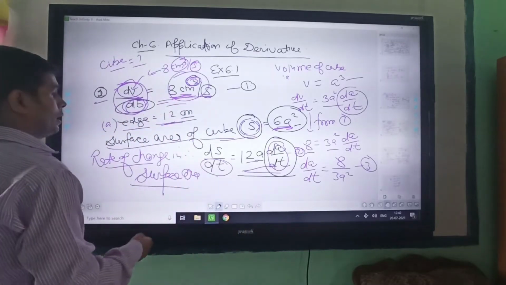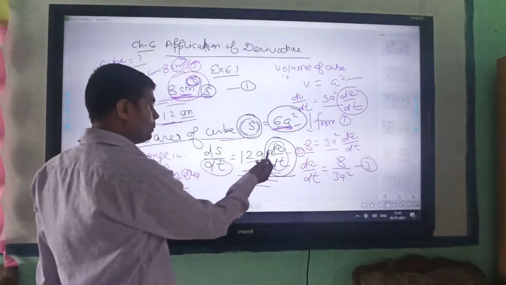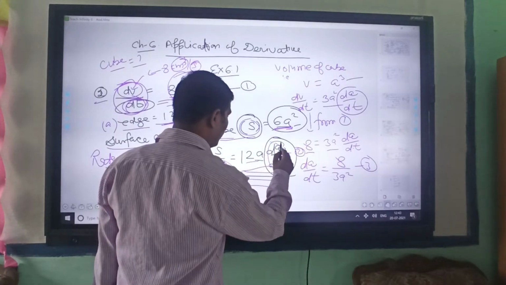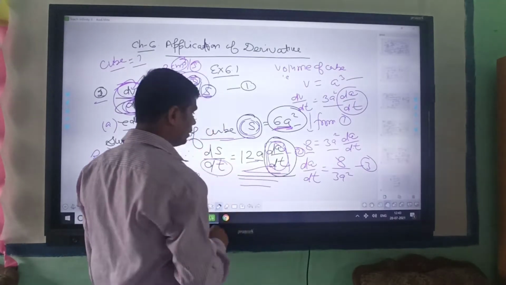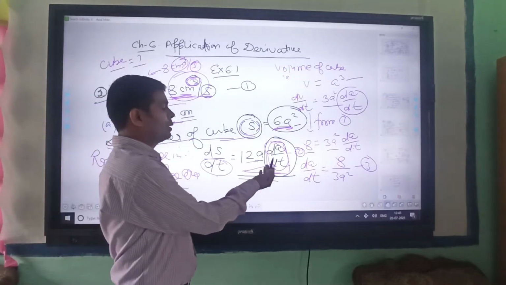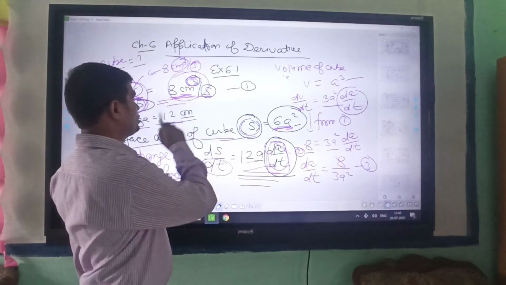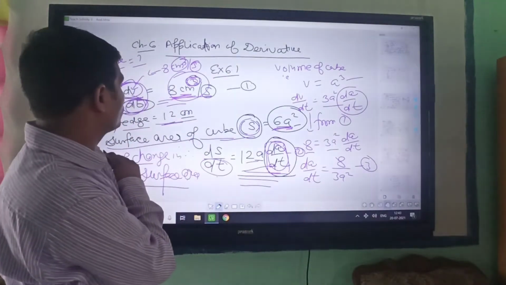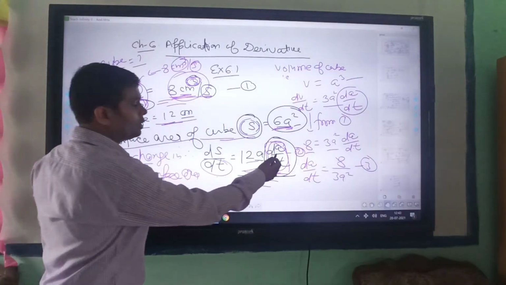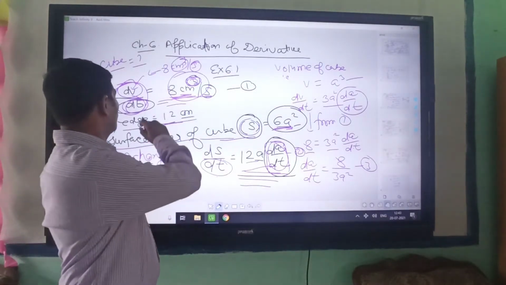Now this will be our answer, but the problem is that da by dt is unknown. So first of all, we have to calculate the value of da by dt. If we are able to find the value of da by dt, then we will substitute it in this equation and get the final answer. So we will go to the first equation and ask, please give me da by dt. He will say, okay, I am just giving you. So what is the actual value?